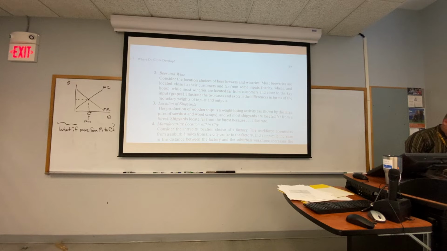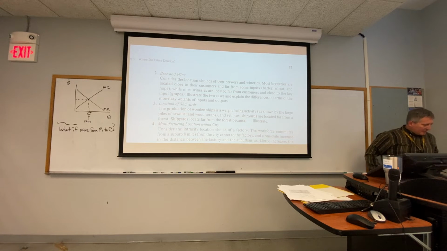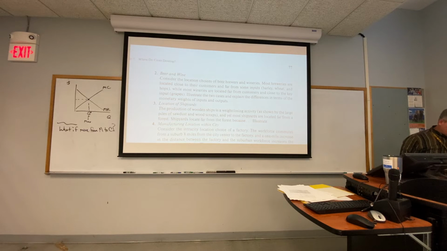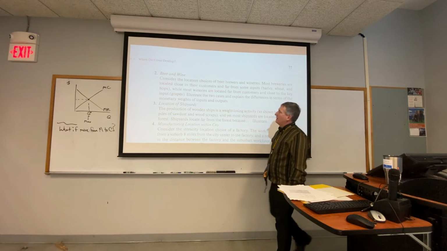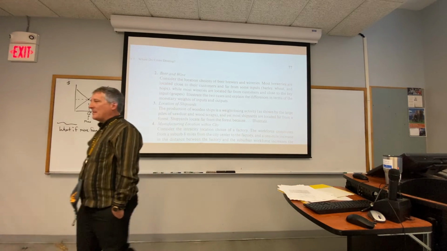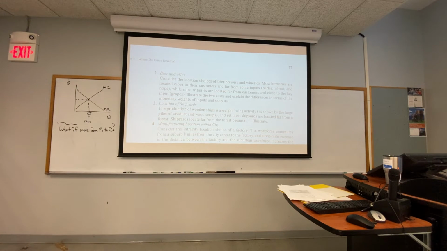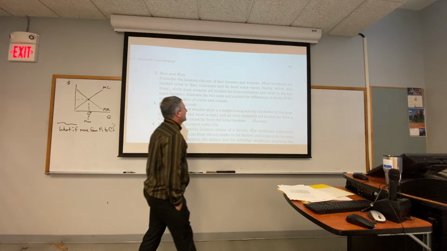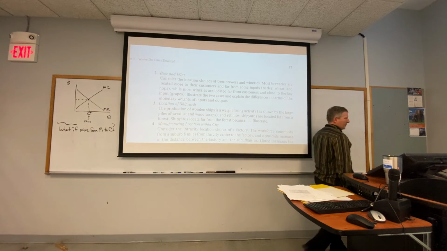So beer and wine. Consider the location of choices of beer brewers and wineries. Most breweries are located close to their customers and far from some inputs, barley, wheat, and hops, while most wineries are located far from their customers and close to the input grapes. Illustrate the two cases and explain the differences in terms of monetary weights and outputs. So treat that as kind of a little essay question. You could maybe do a graph, but this one's a little bit more about explaining what would be going on here. So this is what we observe in the real world.